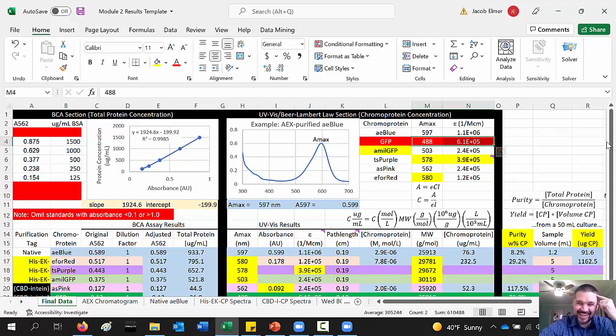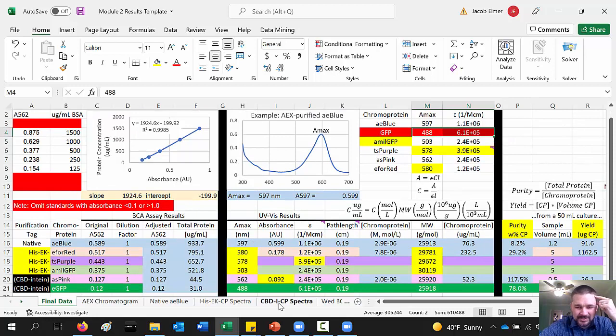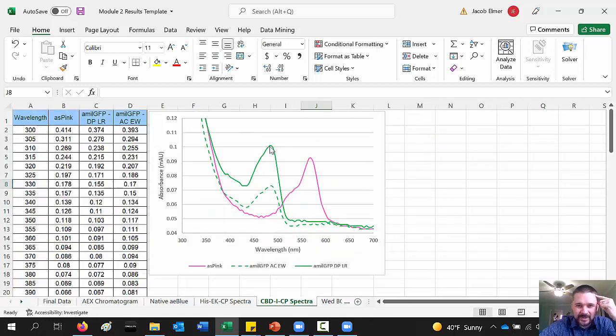Also, when I saw these spectra here that we thought was Emile GFP, that maximum is occurring here at about 488 nanometers. That is the Aequorea victoria GFP. Emile GFP, the maxima is pretty far right shifted. It's over at 503 nanometers.